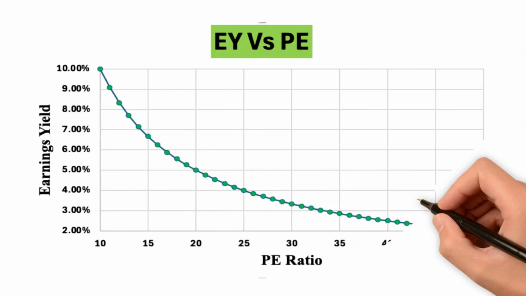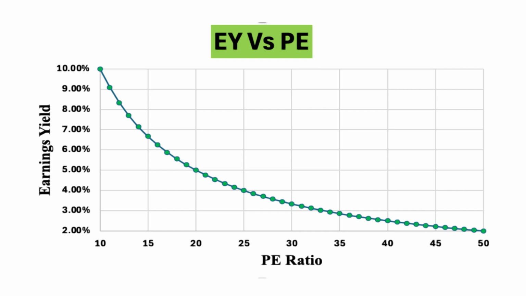Here's the key. PE ratio and earnings yield are inversely related. A PE of 20 gives an earnings yield of 5%, 1 divided by 20. A PE of 10 gives an earnings yield of 10%. The lower the PE, the higher the earnings yield.